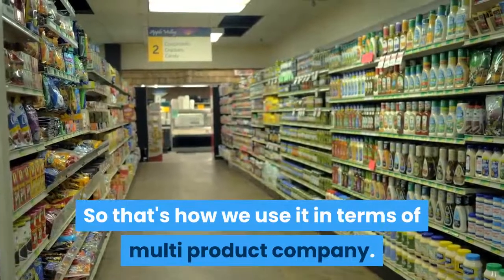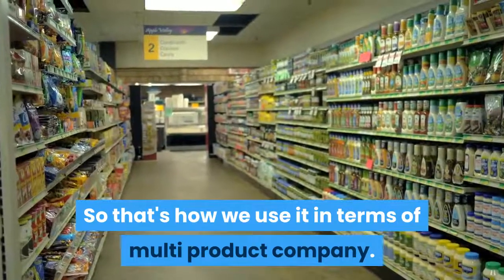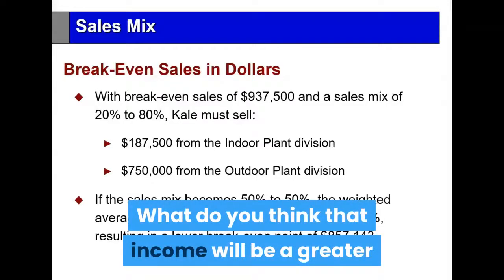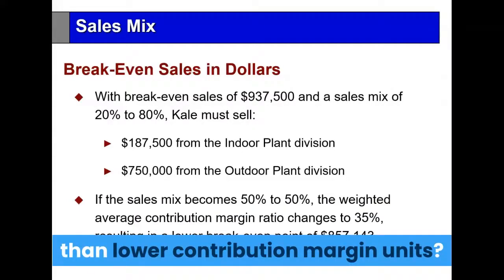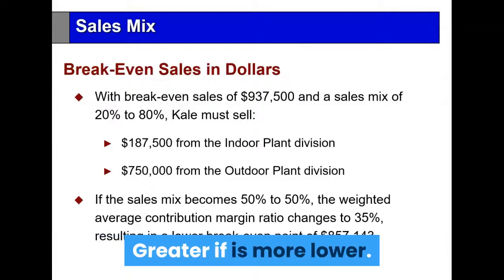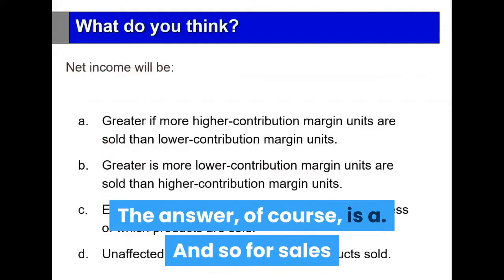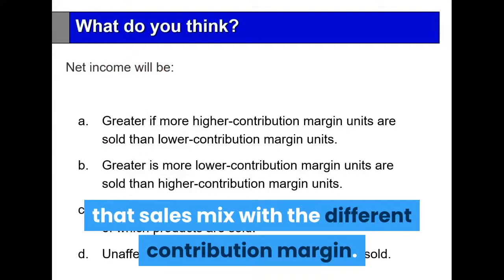Okay. So you can see, and a company knows this, they want to influence that sales mix by selling more of the higher contribution product. So if the sales mix becomes 50-50, if you did the calculations, the contribution margin ratio would change to 35%, and the break-even would be lower. So that's how we use it in terms of a multi-product company.